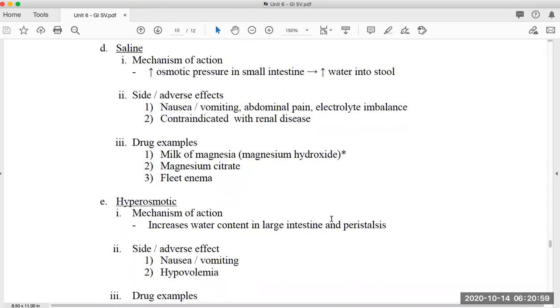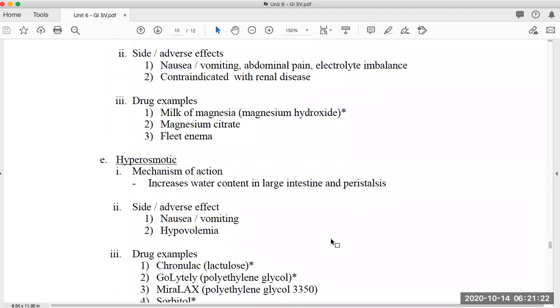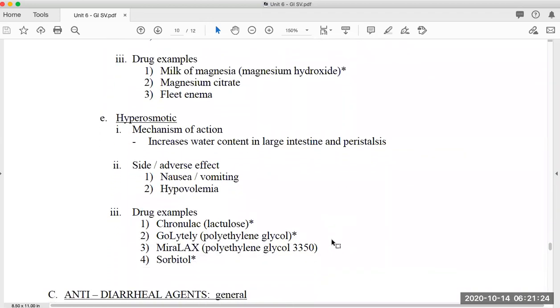Okay, so now we're on saline. Mechanism of action, it increases osmotic pressure in the small intestines, so it's going to increase water into the stool. Side and adverse effects are nausea, vomiting, abdominal pain, electrolyte imbalance, and it's contraindicated with renal disease. Example, so the prototype you would need to know for that is magnesium hydroxide or milk of magnesia. You've probably heard that name before.